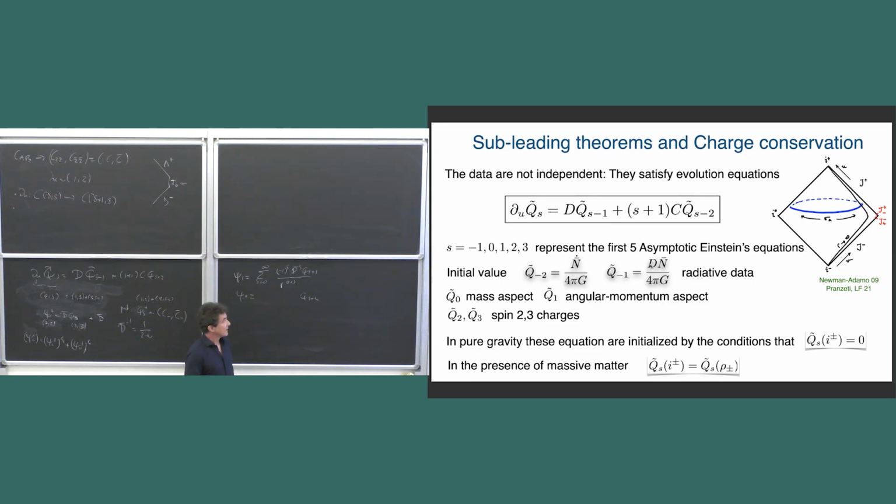Okay, so these are the first equations. The way you initialize them is that you say Q minus 2 is the time derivative of the shear, and Q minus 1 is the divergence of the shear. So these are the radiative data, and then below Q0, it's the non-radiative data. Okay, that's what I say. Mass aspect and moment aspect, spin theory. So what we're going to do with pure gravity is still something to be done. I think there's no problem there.